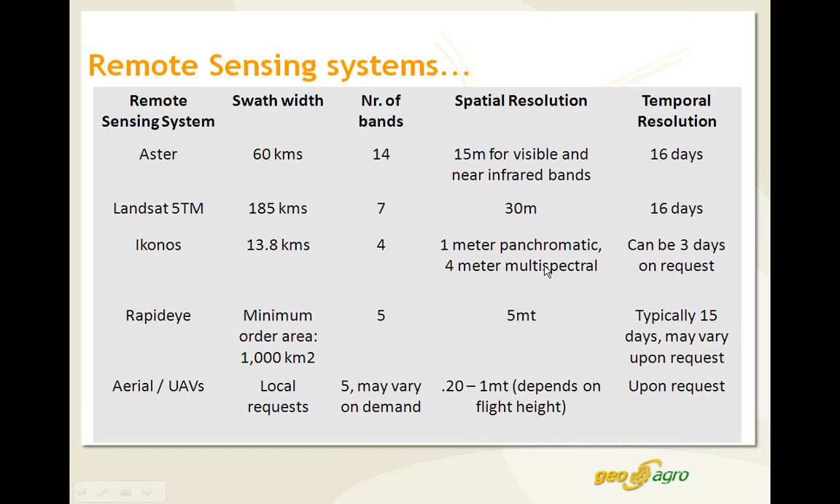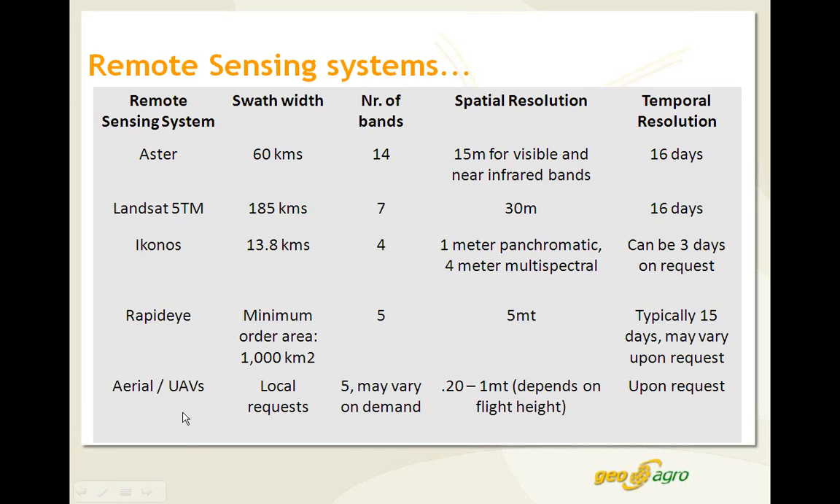Because, as you remember, we're talking about the electromagnetic spectrum. So multispectral means that you have a number of bands. So this is just to give you an idea. You have different satellite systems. One that's specialized in agriculture is RapidEye, with, I believe, 5 bands and 5 meters spatial resolution. And here you have a minimum order area, so really it's not so applicable to swath width.